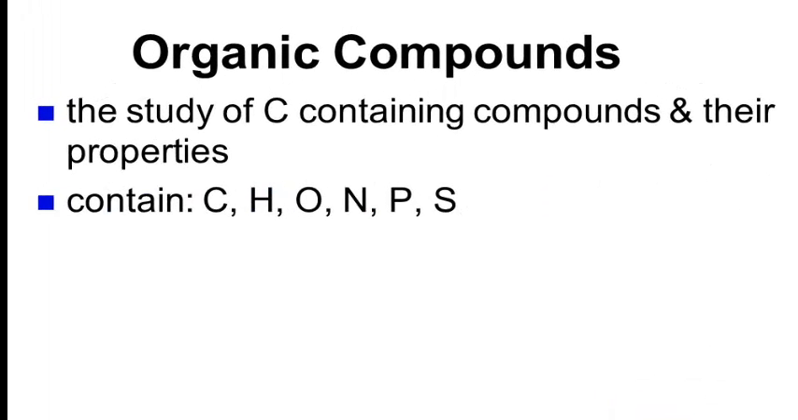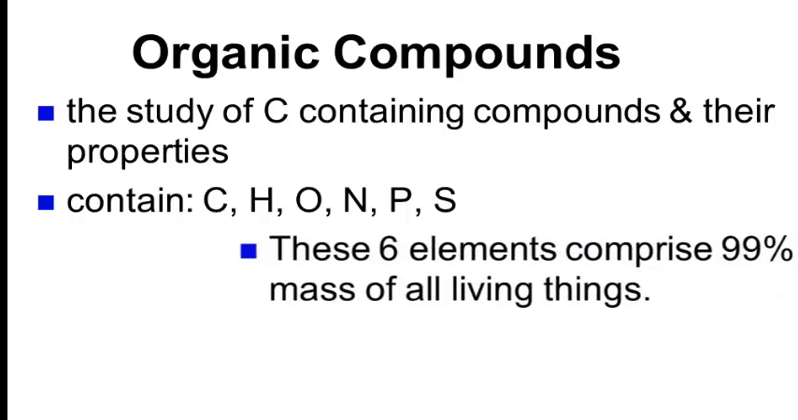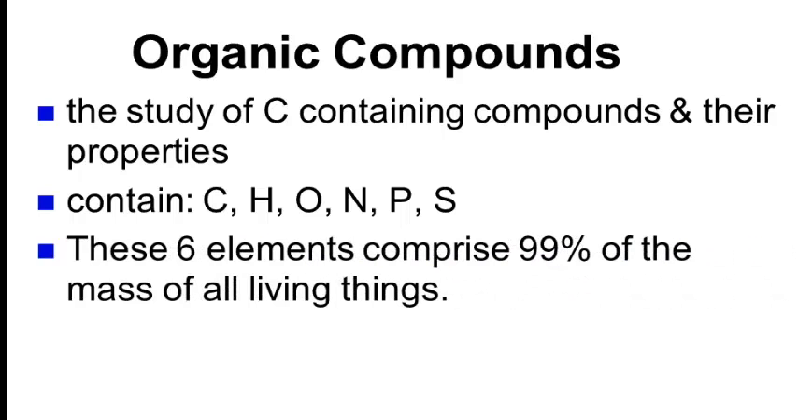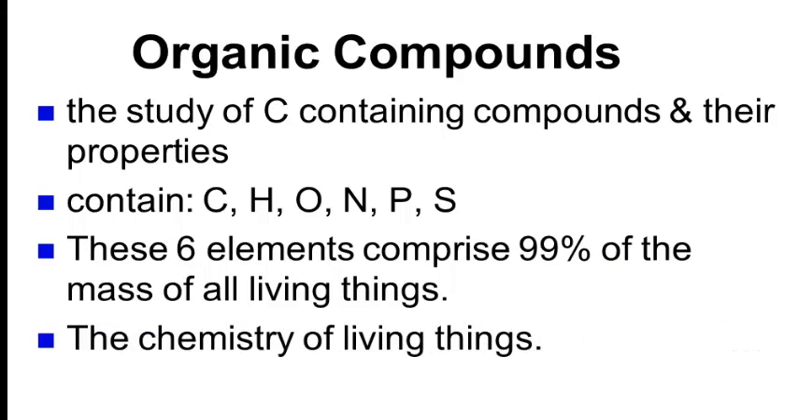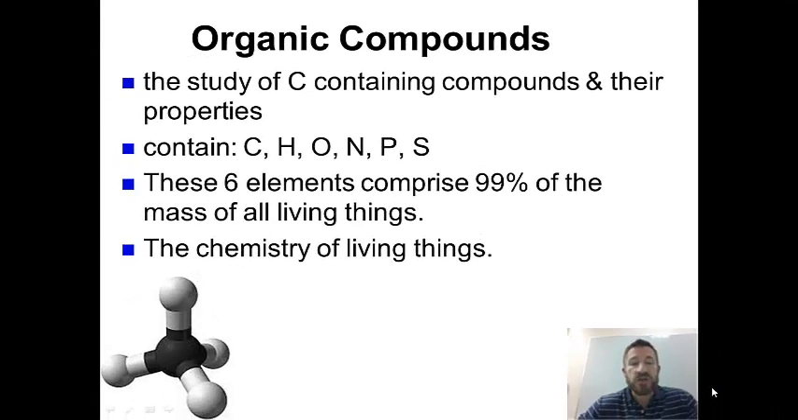Organic compounds usually contain one of these 6 elements: carbon, hydrogen, oxygen, nitrogen, phosphorus, and sulfur. Actually, these 6 elements comprise 99% of the mass of all living things. So organic chemistry is also called the chemistry of living things. So for organic, we're going to think about the carbon compound.